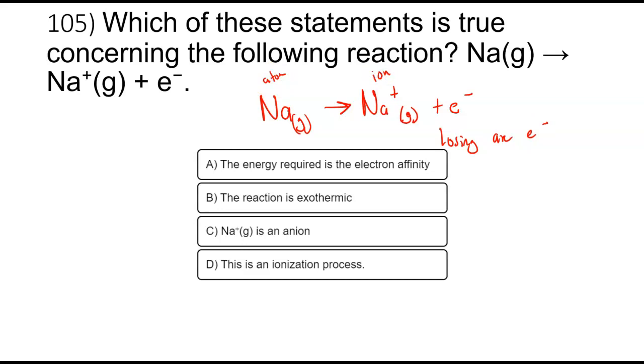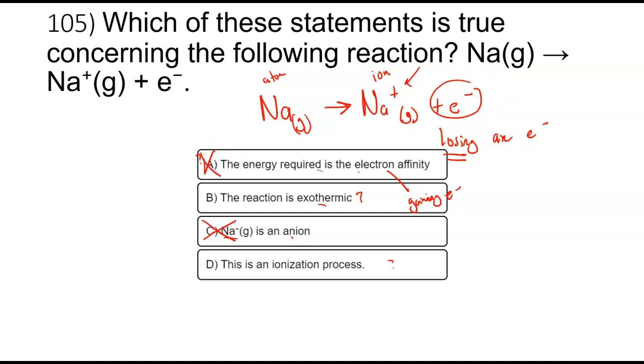Okay, let's just go through. The electron required is electron affinity. I don't know, maybe. Exothermic, I don't know, maybe. Na plus is an anion. No, that's definitely an anion. This is an ionization process, maybe. Okay, so we just got one that we know is definitely not right. Electron affinity is the energy it takes when you gain an electron. This is from gaining an electron. Gotta know your definitions. We're losing electrons, so give me that one.